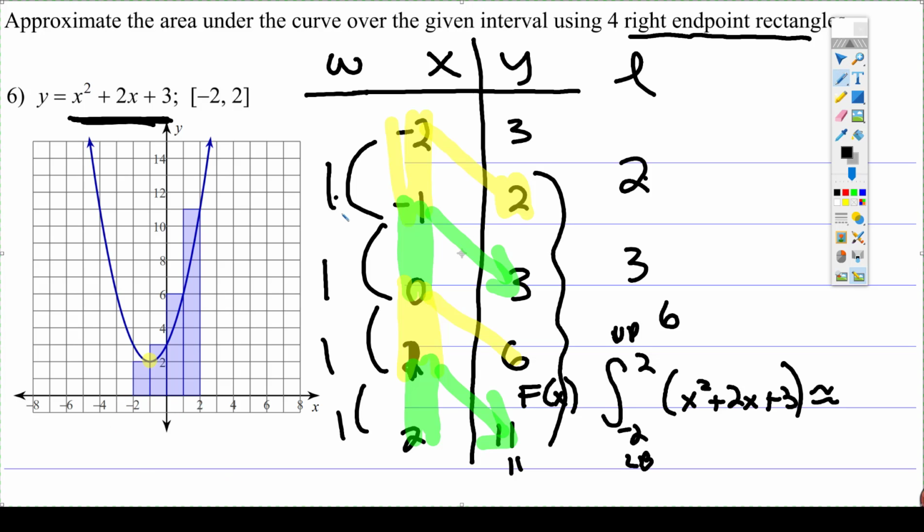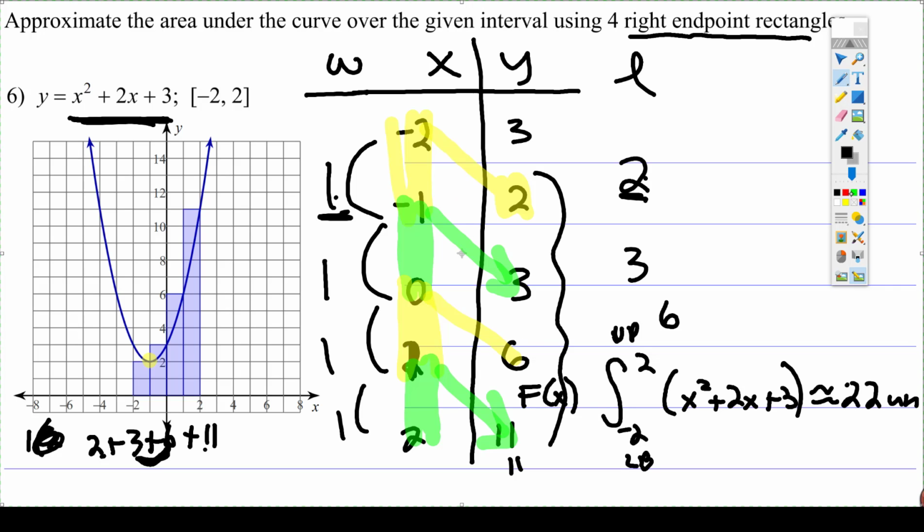So now what we have is width times length. So, well, you guys are calculus. 1 times 2 is 2. 1 times 3 is 3. 1 times 6 is 6. 1 times 11 is 11. So 3 and 6 is 9, plus 11 is 20, plus 2 is about 22 units. That's it. So that's the easiest way.